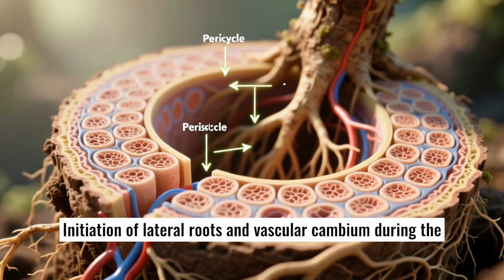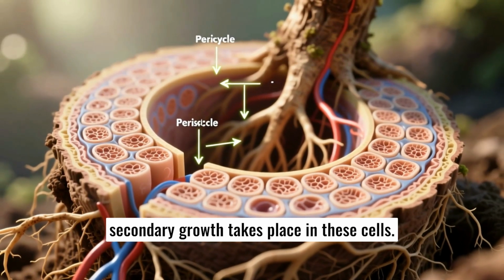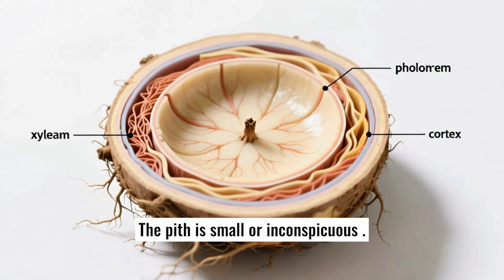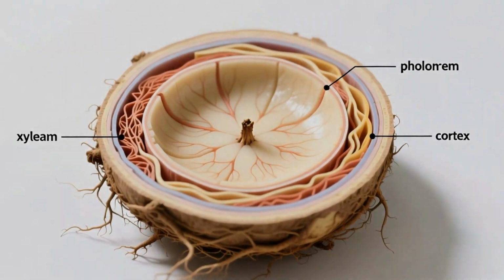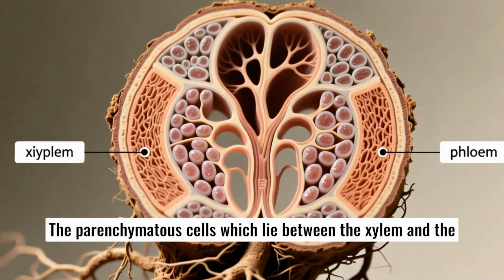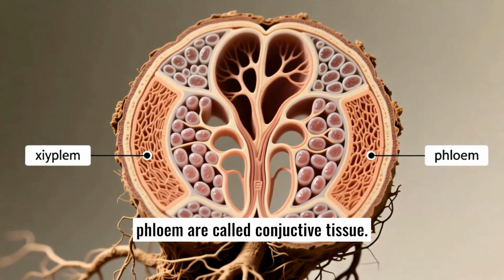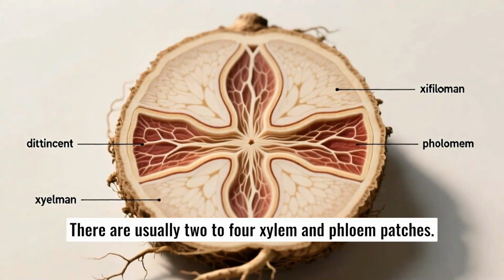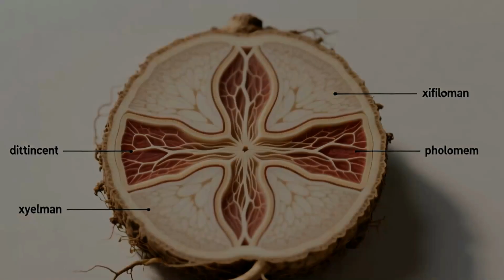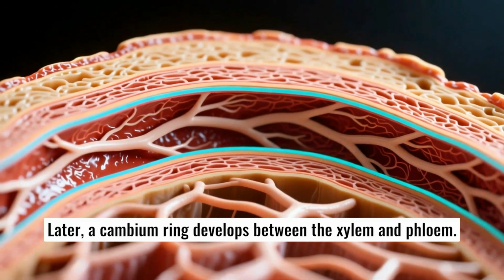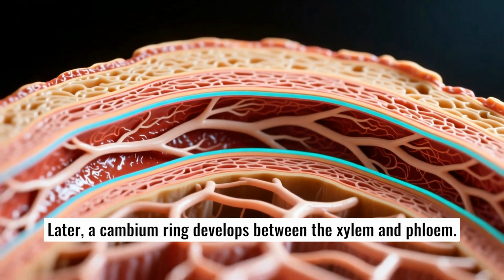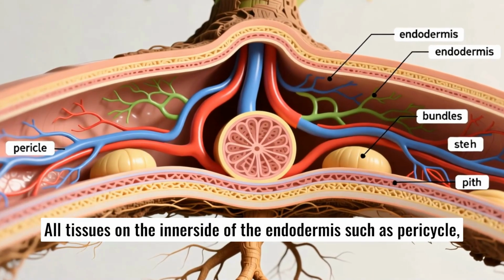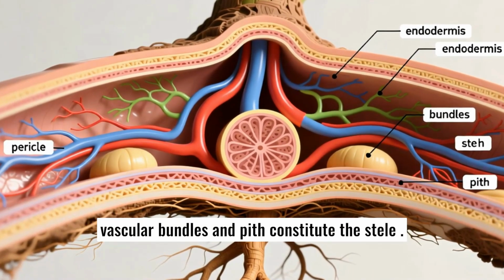Initiation of lateral roots and vascular cambium during the secondary growth takes place in these cells. The pith is small or inconspicuous. The parenchymatous cells which lie between the xylem and the phloem are called conjunctive tissue. There are usually 2 to 4 xylem and phloem patches. Later, a cambium ring develops between the xylem and phloem. All tissues on the inner side of the endodermis, such as pericycle, vascular bundles, and pith constitute the stele.